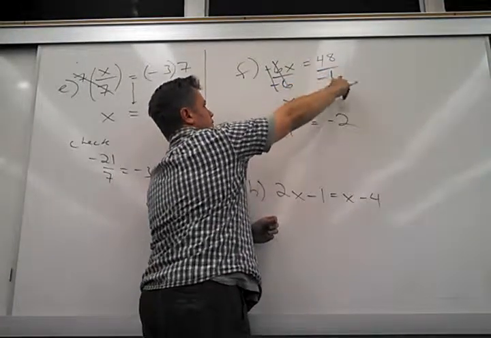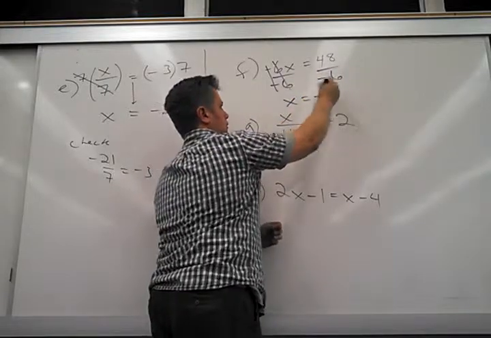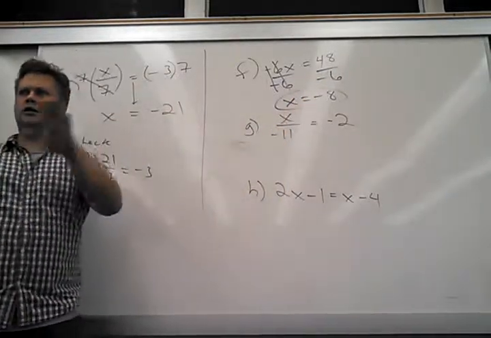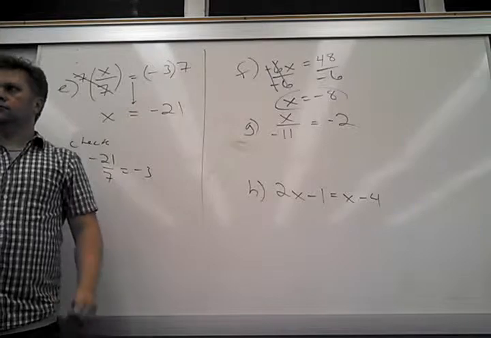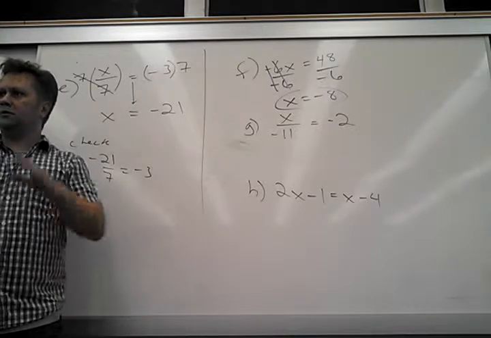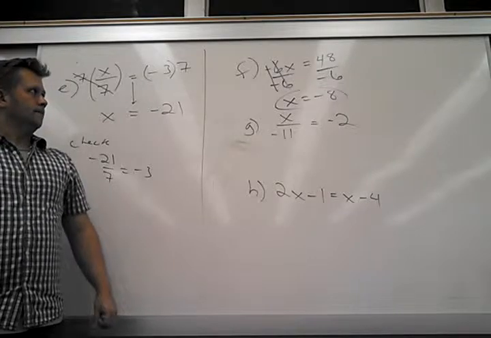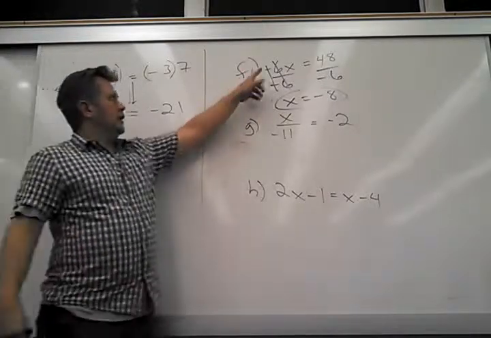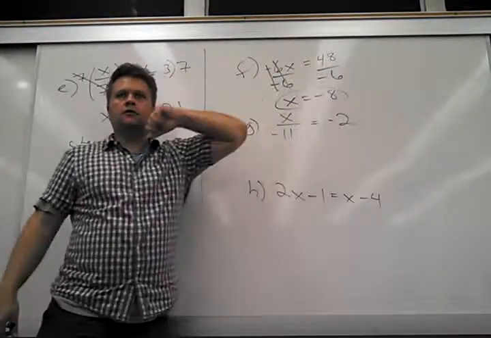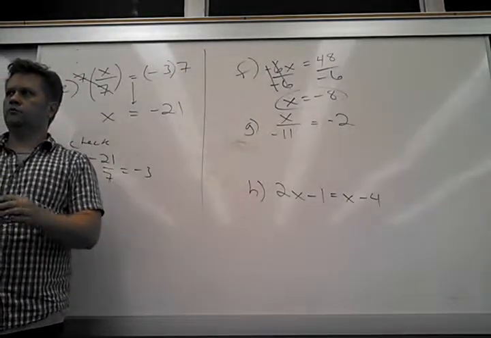48 divided by negative 6. Negative 8. I love it. Because nothing is there to kill that negative. Cool. So I was right. Just want to make sure we got there the right way. And of course, if you check it, negative 6 times negative 8 is 48. So it checks. Cool.